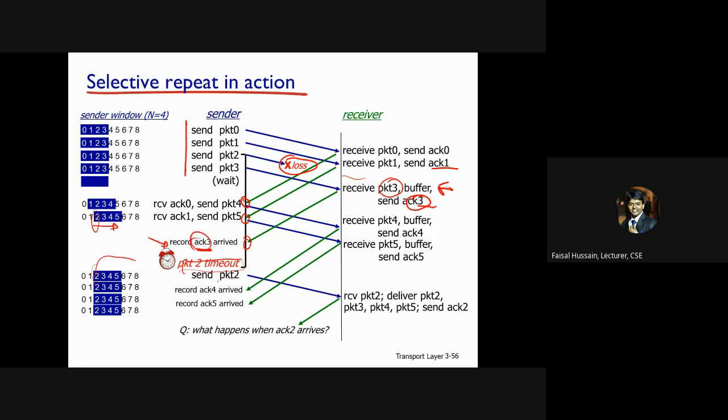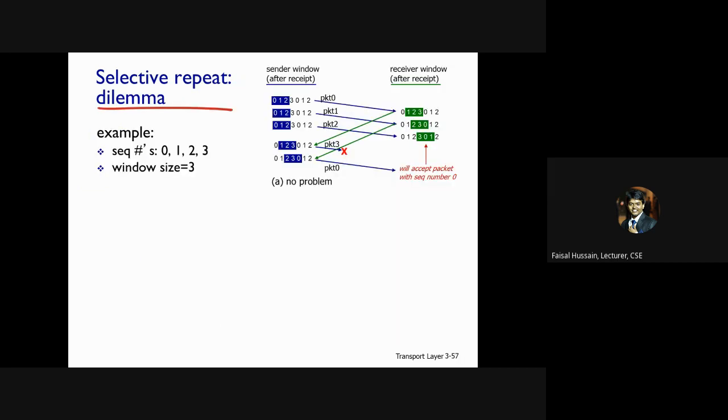So it understands that packet 3 was received correctly, and after the retransmission, it also got to know that packet 4 and packet 5 were received. Because of this acknowledgement, it doesn't retransmit all the packets, rather only the packet that timed out is retransmitted. So this is the selective repeat ARQ. So there is a dilemma.